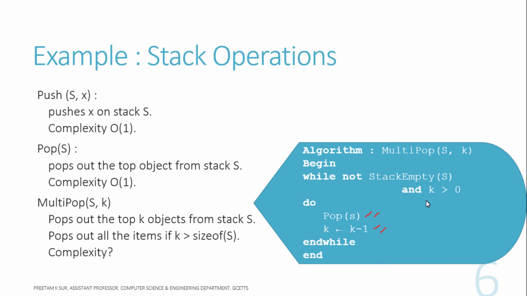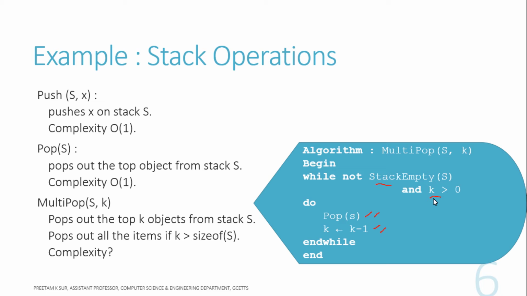The loop will be executed until either the stack becomes empty or k becomes 0, right? Either of them can become first. If any of them becomes first, the multipop operation will halt. So which one will become first? The one with the lesser value, right?